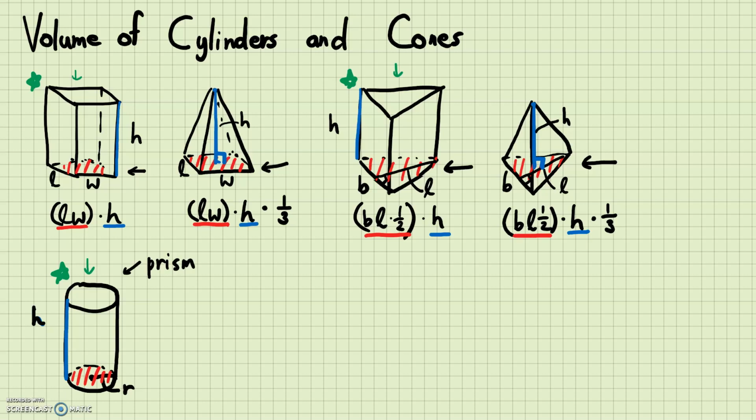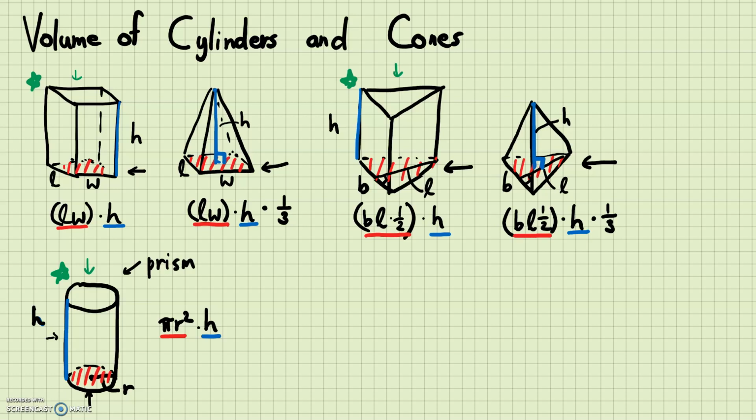So you find the area of the base. So the area of that base is going to be pi r squared. And you multiply that times the height. And that's how you find the volume of a cylinder. Okay, so the concept again is the same. You find the area of the base, and then you multiply that times the height.